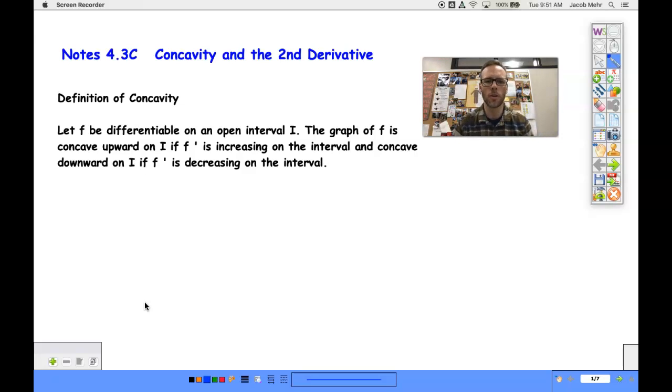So, definition of concavity here. Let f be differentiable on an open interval I. The graph of f is concave upward on the interval I if f prime is increasing on that interval. Okay? And it's concave downward on I if f prime is decreasing on that interval. So really there are four different things that we can have happen.